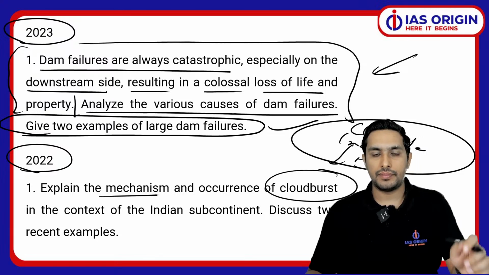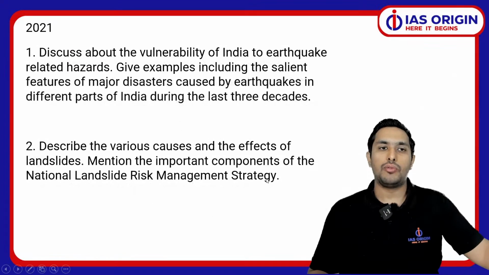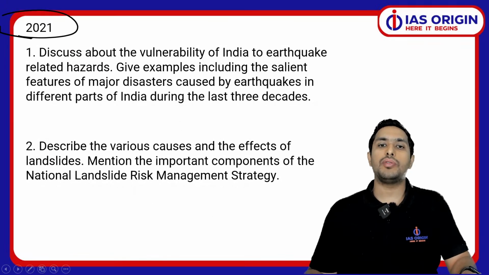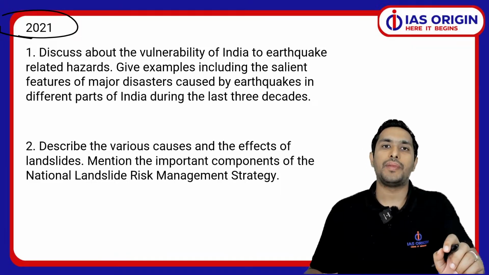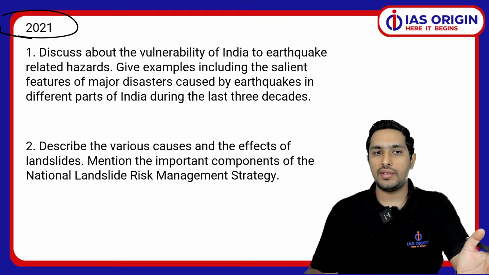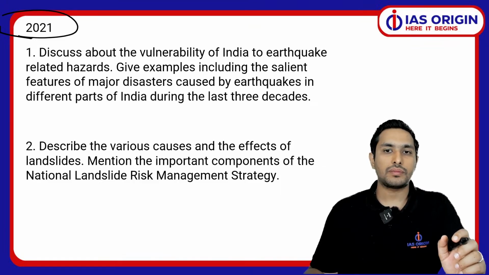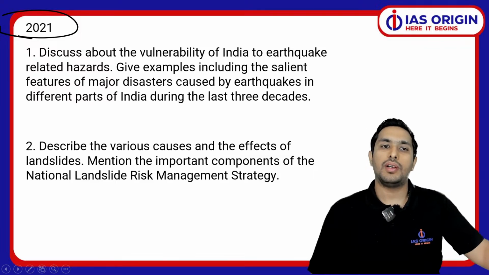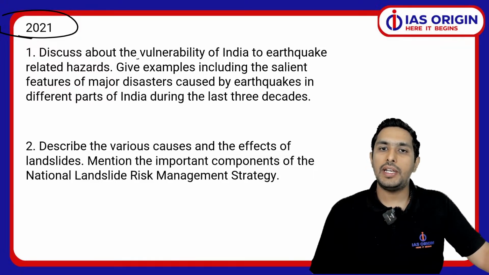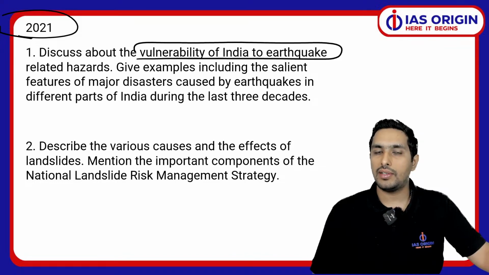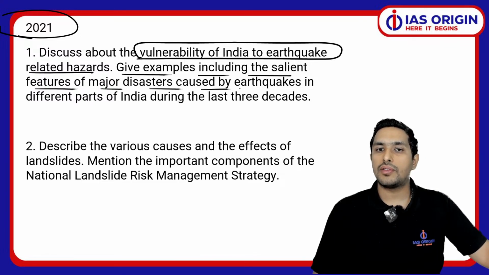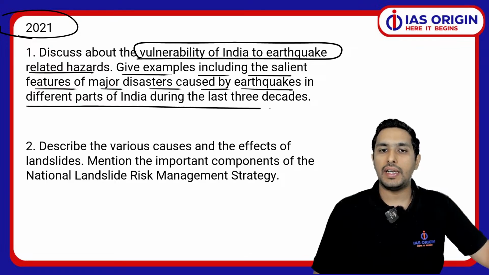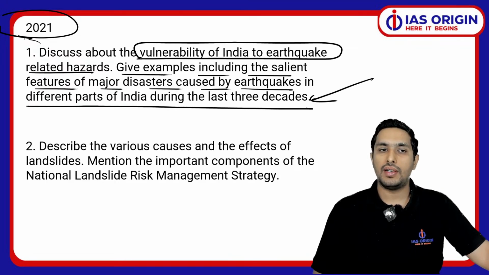moving ahead, अब ये देखना, in 2021 we had these two questions. Now read these questions yourself first of all, just to get a decent clarity on them. When you look at these questions, this is actually a very important question, I would say. So what is this about? It is about the vulnerability of India to earthquake. When we talk about examples, including the salient features of major disasters caused by earthquakes in different parts of India during the last 3 decades. So this is the question which is there.